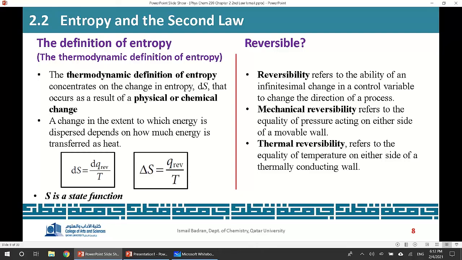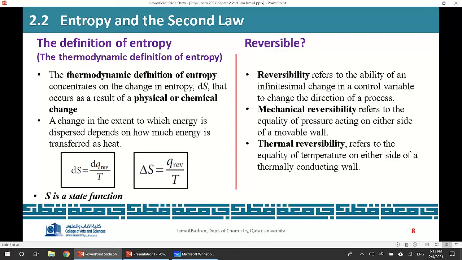Now, we define entropy to be that change in heat divided by the temperature in Kelvin. That gives us units of entropy, which is equal to units of energy divided by units of temperature. So it's usually joule per Kelvin or kilojoule per Kelvin. S is a state function. We don't have to prove that.